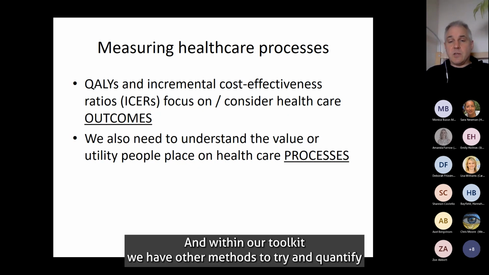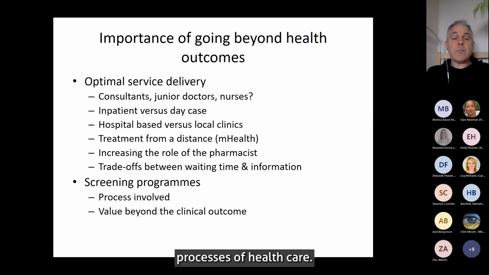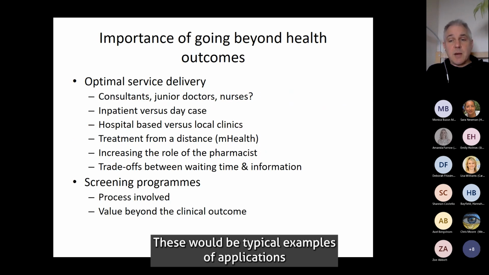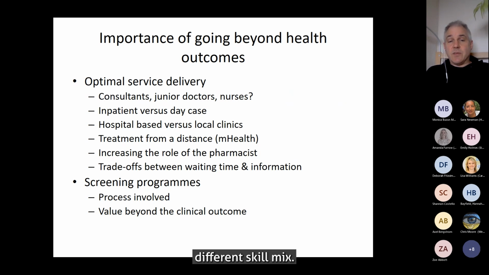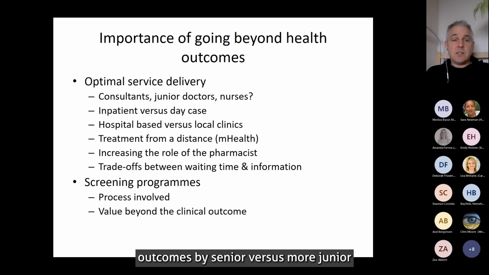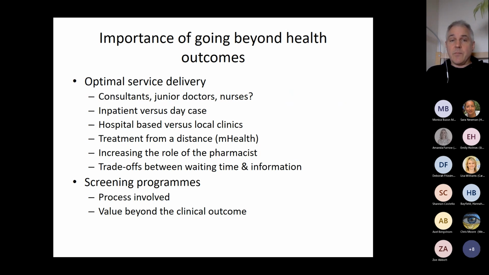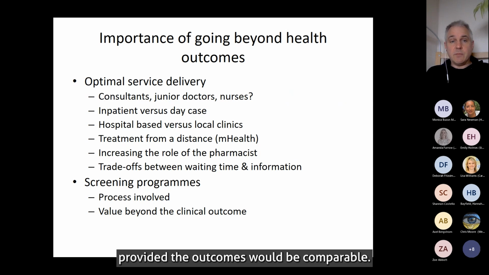And within our toolkit, we have other methods to try and quantify preferences towards processes of health care. These would be typical examples and applications where we would want to consider these sorts of aspects. So, for instance, different skill mix. Could a potential service be delivered equally in terms of health outcomes by senior versus more junior healthcare professionals, provided the outcomes would be comparable?